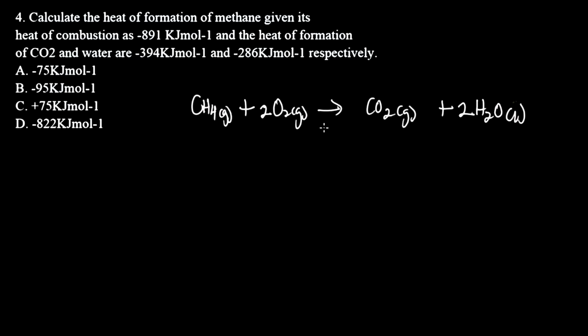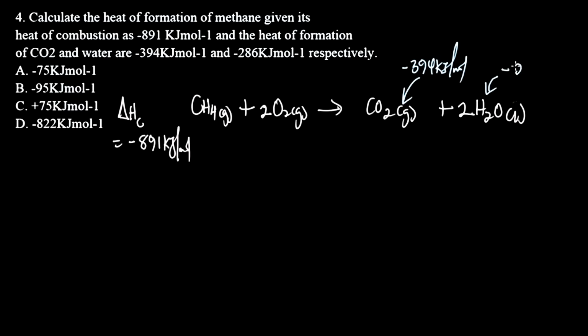So now, calculate the heat of formation of methane. The heat of combustion of methane is negative 891 kilojoule per mole, right? So given that the heat of formation of CO2 is negative 394 kilojoule per mole, and water is negative 286 kilojoule per mole, right? So we're told to calculate the heat of formation of methane. It's unknown. We have no value for the heat of formation of oxygen because it's not a compound.